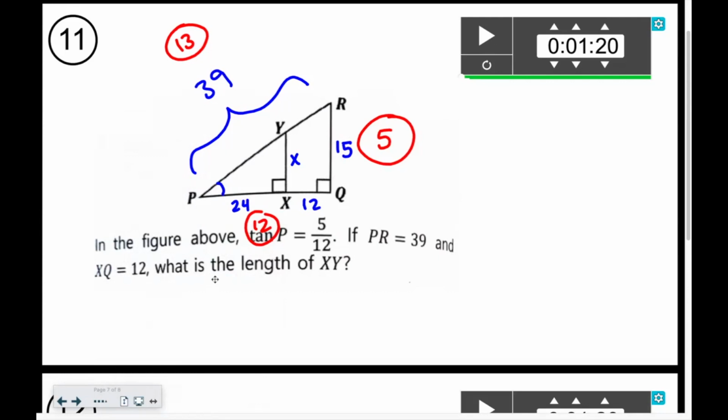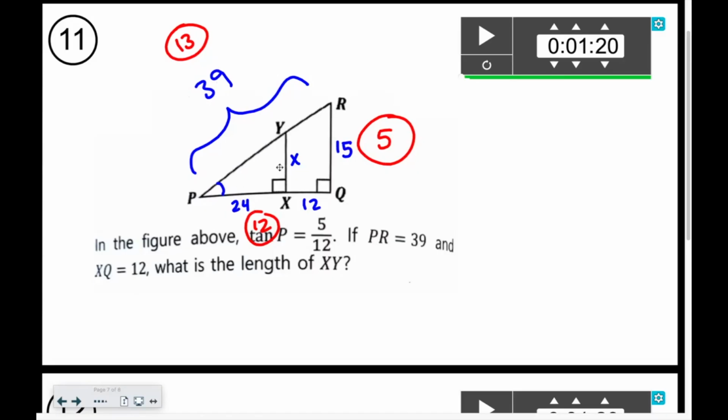24. All right. So again, I have a 5, 12, 13 because the tan of P is 5 over 12. Then they get multiplied by 3 because this side is 39. Then this has to be 15. This whole side is 36. So this part's 12, or sorry, this part's 24.